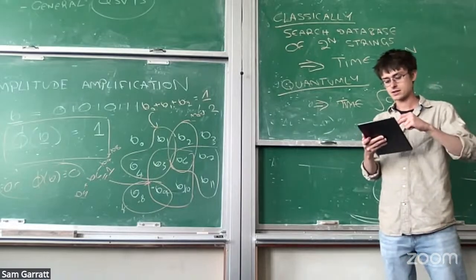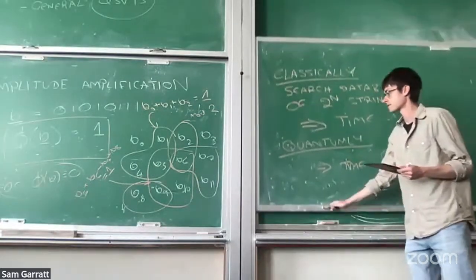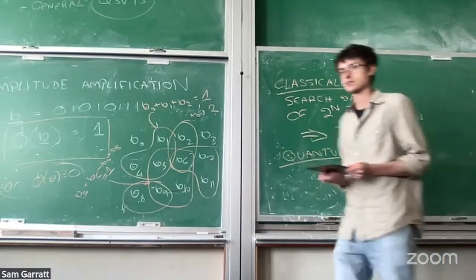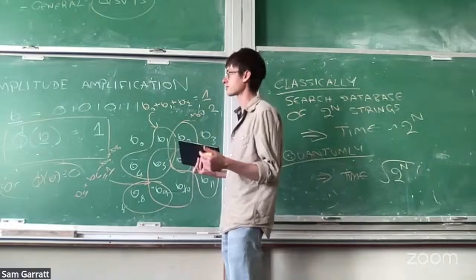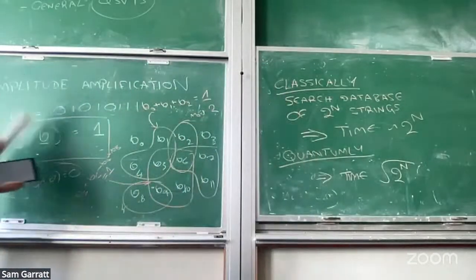Okay, so how should we understand the origin of this speed up? How should we visualize Grover search? One way that I find quite useful for visualizing Grover search is sort of Super Mario inspired.